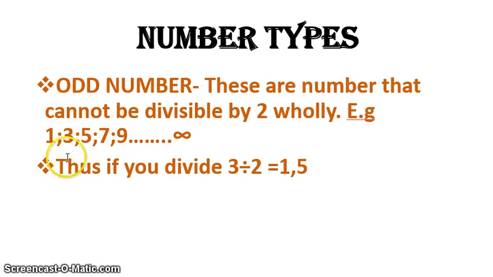3 is also an odd number. If you divide 3 by 2, it's 1 remainder 1. So that's making 1, 3, 5. Odd numbers include 1, 3, 5, 7, 9 up to infinity. These are numbers that if you divide by 2, they leave a remainder.